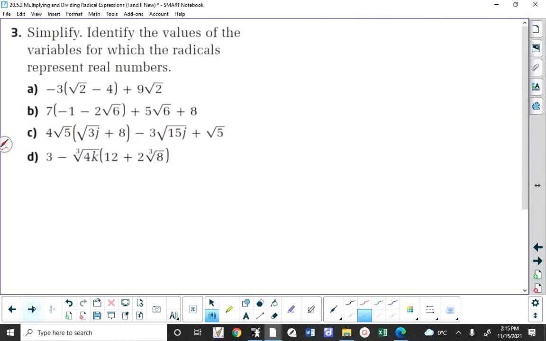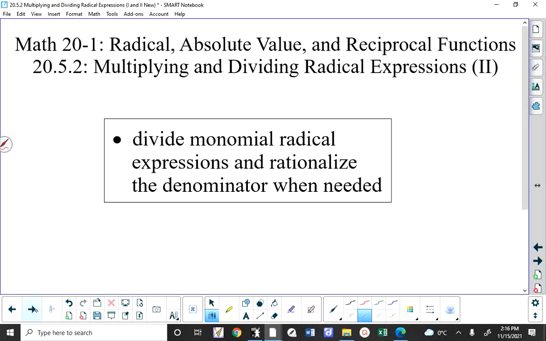Okay. So we're going to move on to part 2 of this section, which deals with dividing radical expressions. I know that it says here we're going to be dividing monomial rational expressions. I realize that's an error because we are going to be dividing other ones as well. So this is on page 6 of your unit handout. We're also going to be doing something called rationalizing the denominator.